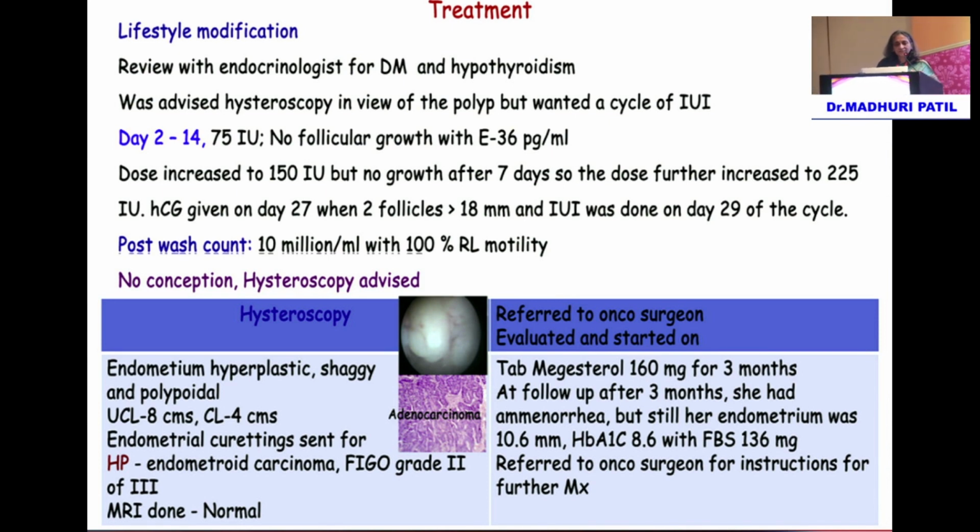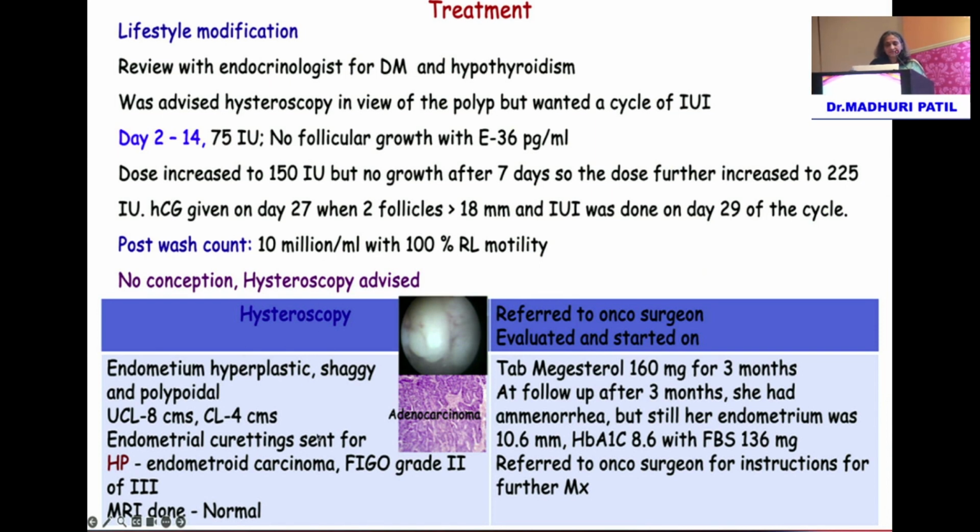We advised a hysteroscopy in view of the polyp, but she wanted to try a cycle of IUI because she had only gone for time. She had gone for ovulation induction, but had not ovulated. So we did give gonadotrophins, and we did an IUI, but basically she did not conceive.